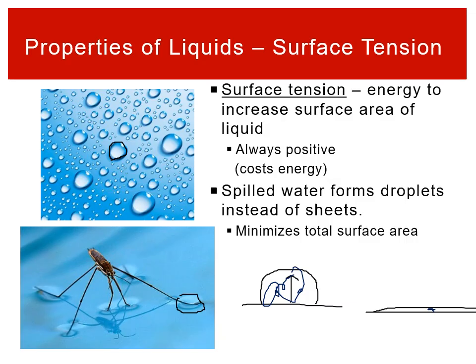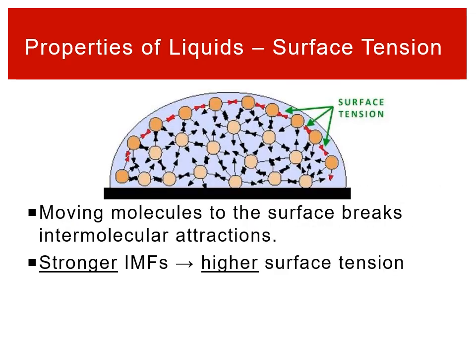Paper clips sink in water, but you can float a paper clip on top of water if you're careful when you put it on there, because of that resistance to breaking the surface. It just doesn't break apart the water molecules and enter into the water. So stronger intermolecular forces lead to higher surface tensions.